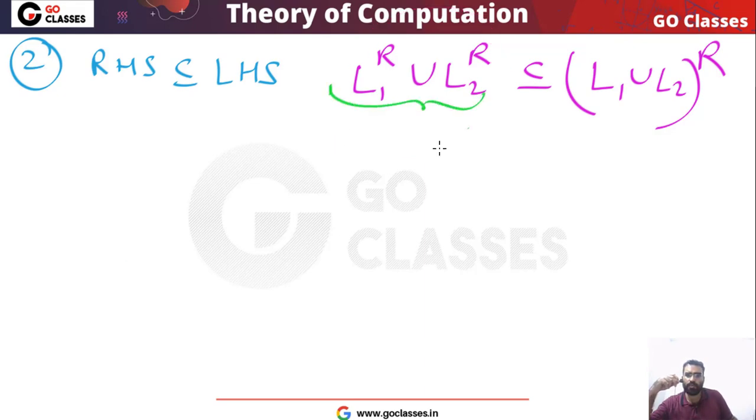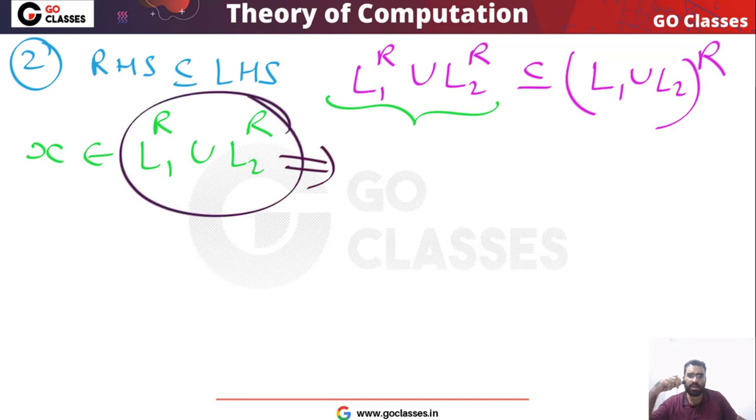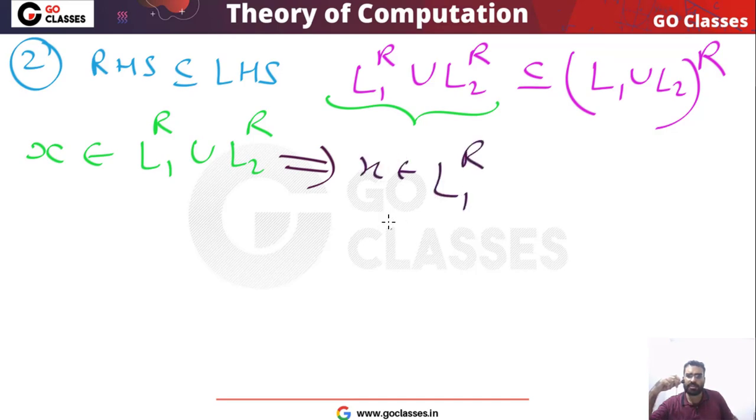Basically, I want to prove that if any string belongs to this set, then it also belongs to the other set. So let me assume that some string X belongs to L1 reverse union L2 reverse. Then X belongs to at least one of them. Without loss of generality, by symmetry, I can say X belongs to L1 reverse or X belongs to L2 reverse. At least one of them will happen.